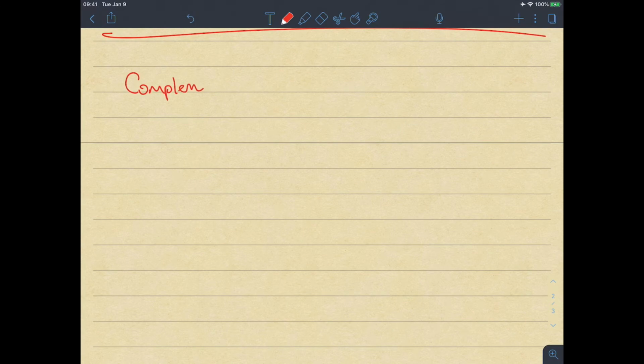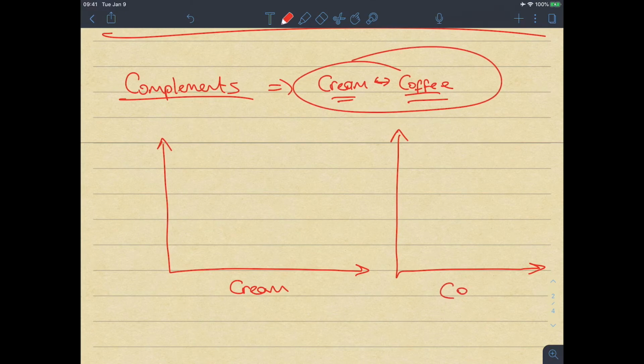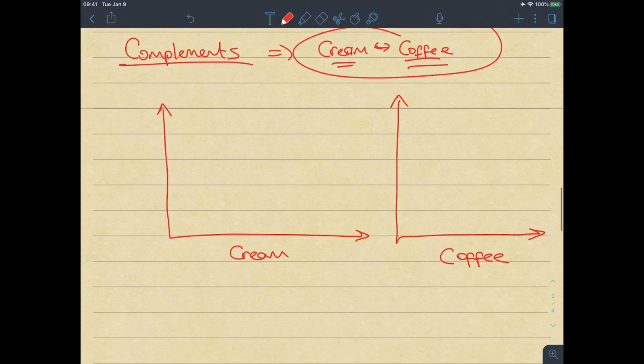So let's start with complements first. And the example we are going to have is, let's say, cream and coffee. So what we will do is, we will draw two different markets. The first one is the cream market. And by the way, you want to drink your coffee with cream. Basically, when there is no cream, you don't want to drink coffee. That's your preference. Keep that in your mind. Coffee. And then let's draw a regular demand curve for both of them.